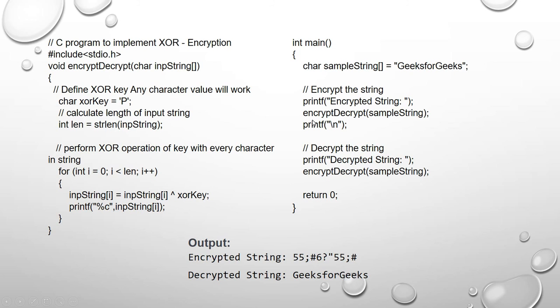Now up to this place it moves to this function with the new variable, that is your input string, inp string. So the Greek for Greek word is passed with the help of sample string, and sample string passes the value to the inp string. And here the XOR key operator we are using is P. In the last program you used T, so here I am assigning P.